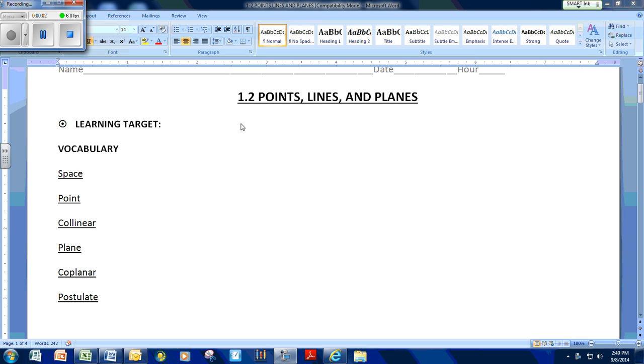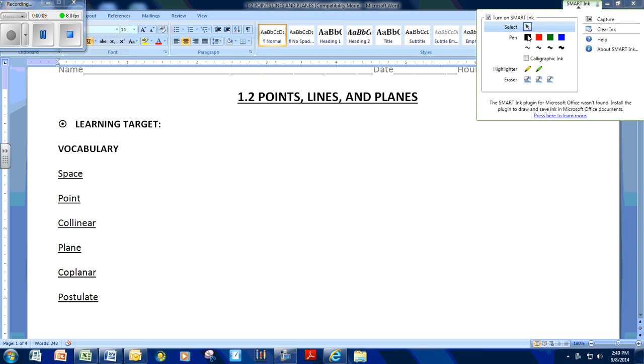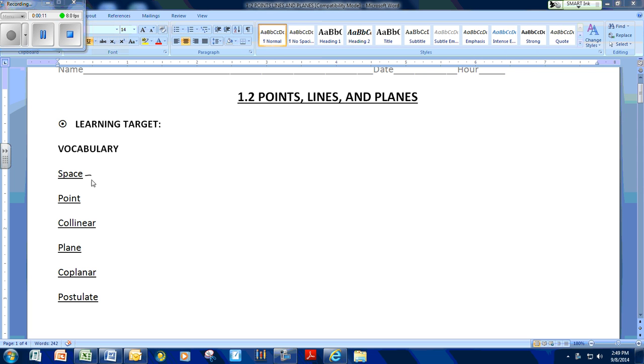This lesson is going to cover points, lines, and planes. So let's first start with some terminology. Space is the set of all points. Everything exists in space, and it's three dimensions. A point is a location in space.